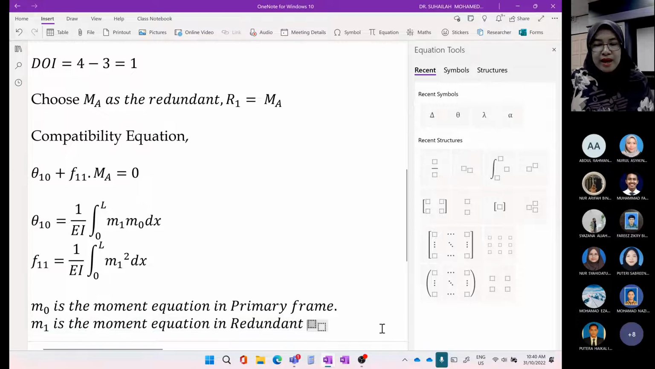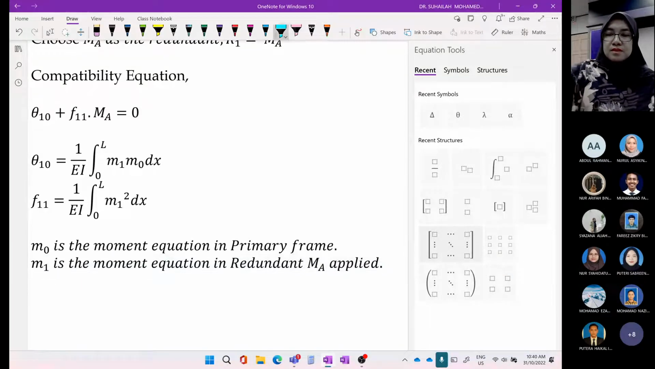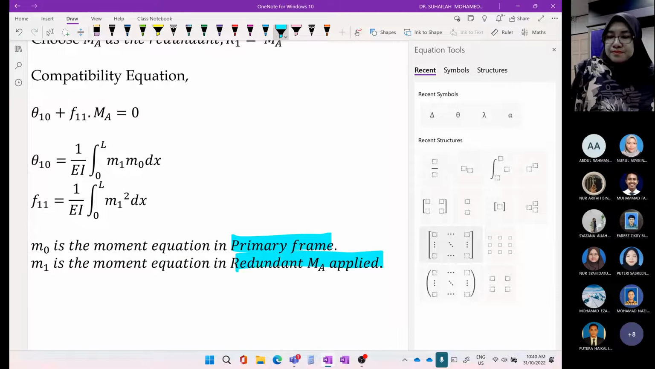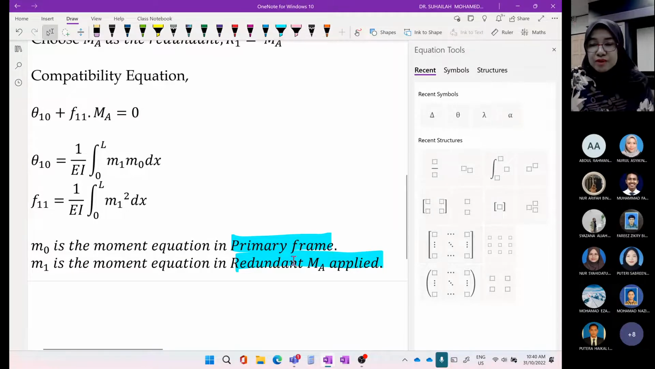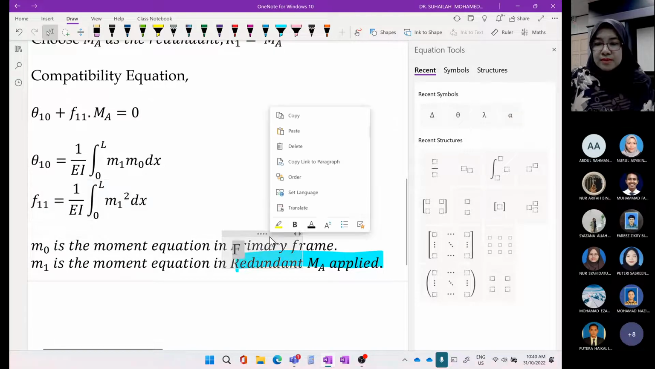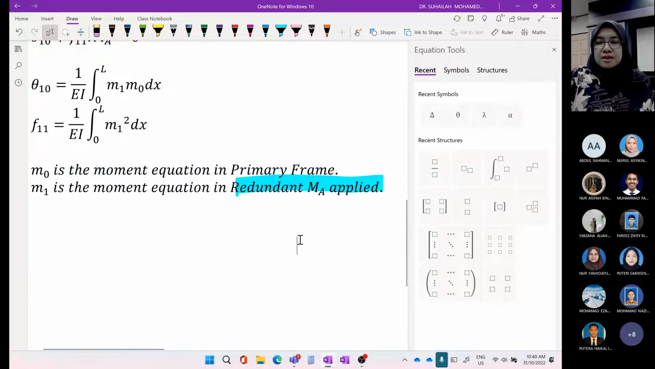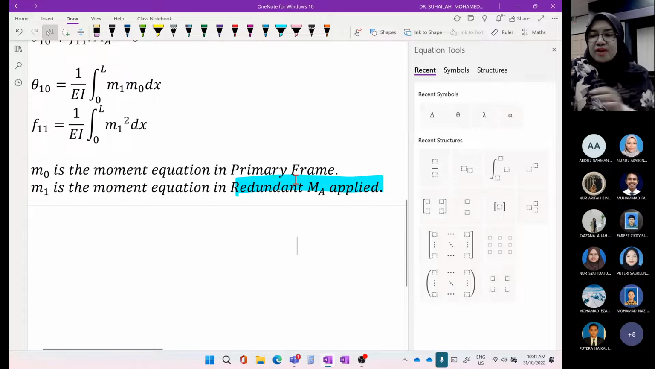So we know that we have two systems. One is the primary system. Another one is redundant MA applied. These are the two systems that we have to analyze. Okay, do you have any question?